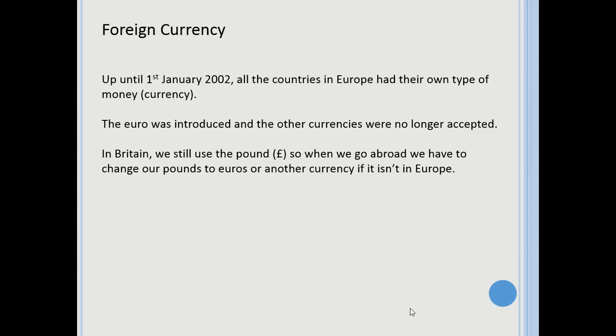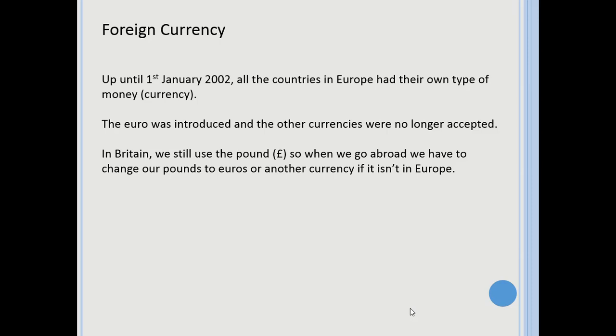So when we go abroad, if you go on holiday or if you go on a business trip into mainland Europe, we have to change our pounds into euros. Or if you're going further afield, if you're going to America or Canada or New Zealand, you've got to change it into their currency as well. And what we use for that is something called an exchange rate.